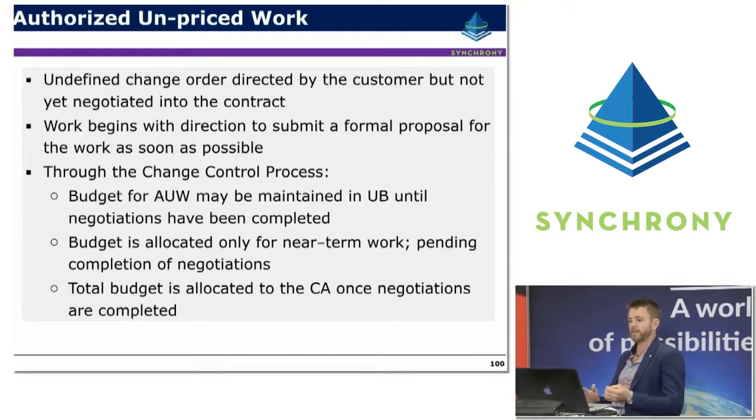But until that's happened, budget for authorised unpriced work will typically sit in undistributed budget. In other words, it hasn't yet been allocated to a control account, and it won't be until typically negotiations are completed. Budget is typically allocated for near-term work, so there might be some seed money or a small allocation of money for design or the initiation process of that proposal, depending on negotiations. And then the total budget allocated once that proposal is agreed to.